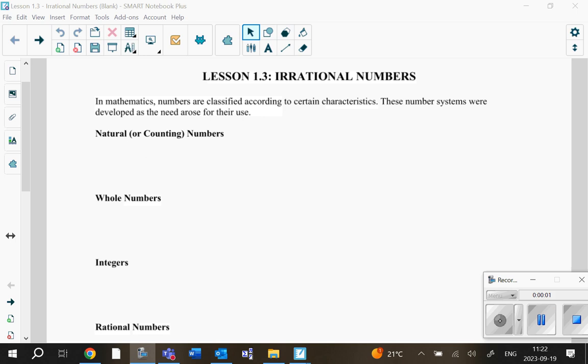Do you remember the numbers that belong to these number sets? Natural or counting numbers? Can you give me an example? Can you think of an example? Counting numbers. Numbers we use to count. 1. How about another one?